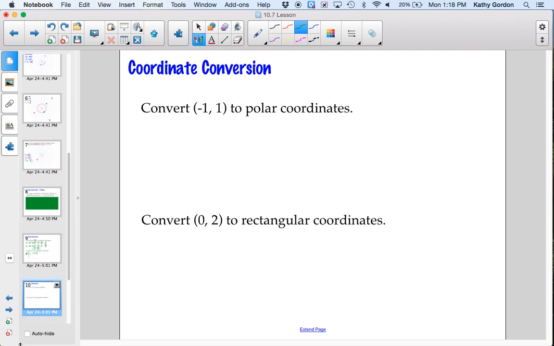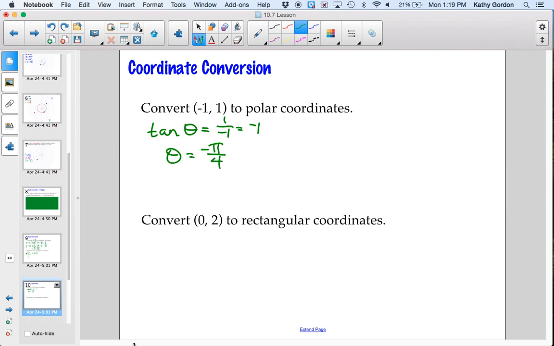So let's start with theta. How do I find theta? Tangent theta is equal to y over x, which is just negative 1. Okay. So what is theta going to be? It's either negative pi over 4 or 3 pi over 4, 7 pi over 4, negative 5 pi over 4. There we go.